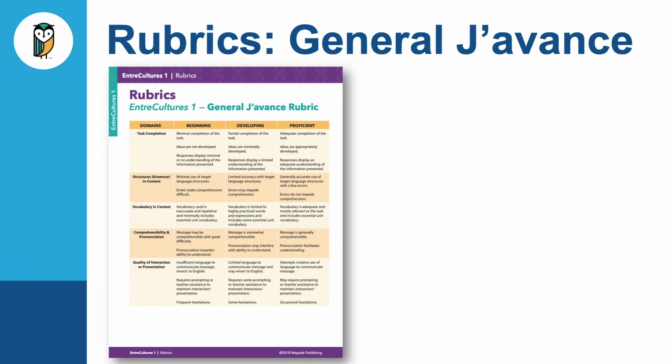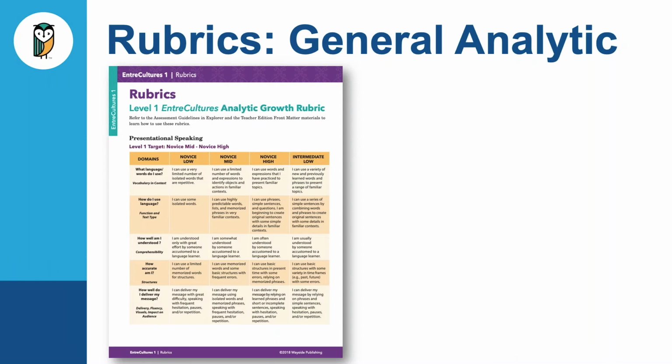Next, there's a general J'avance rubric that can be used with any of the J'avance assessment tasks. You'll notice that the domains are similar to those that Actful uses in their rubrics. We also have general analytic rubrics in each of the 3 modes of communication. There are actually 4 of these because the presentational mode has a separate rubric for presentational writing and presentational speaking, which is the one you see here.